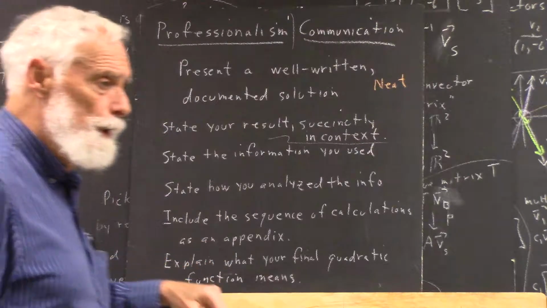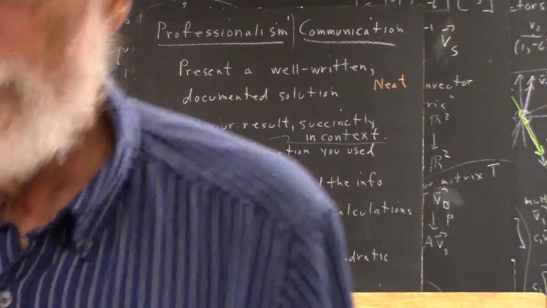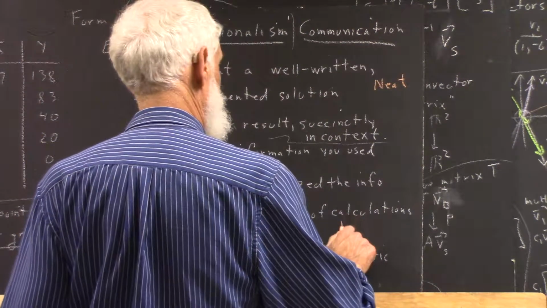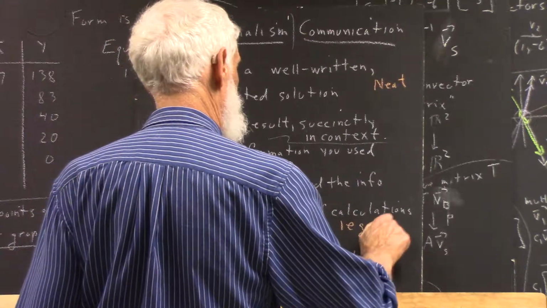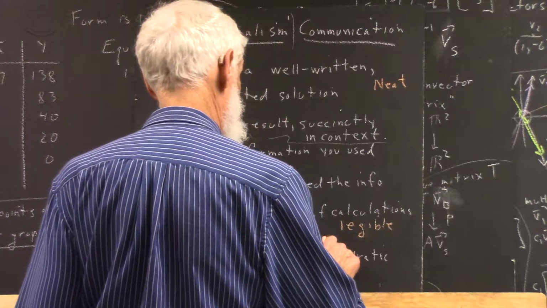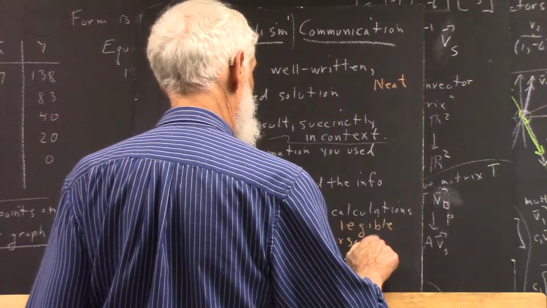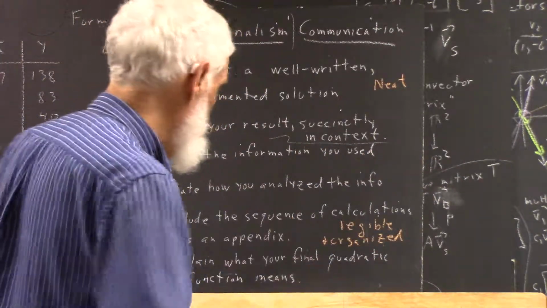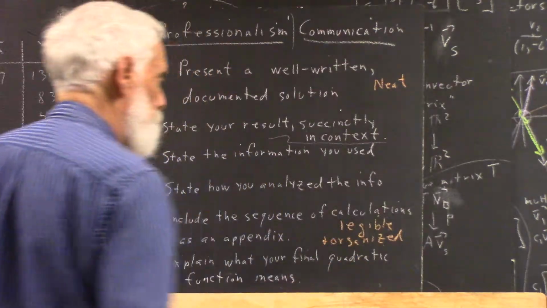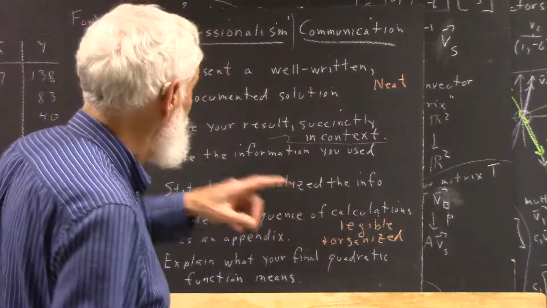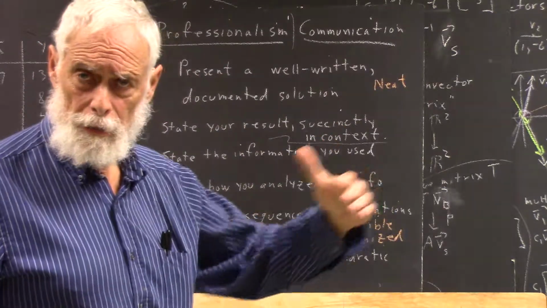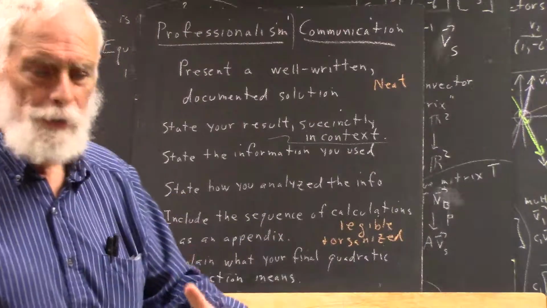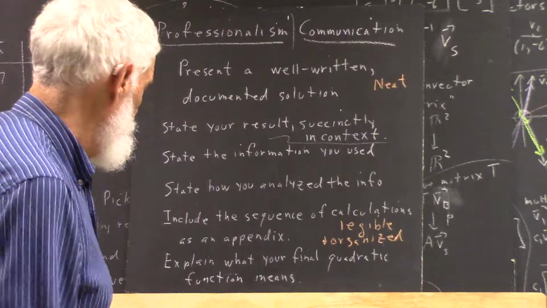Now, the sequence of calculations doesn't have to be as neat, but it should be legible and reasonably organized. Don't spread irrelevant calculations around the page. Organize it so that your supervisor, if necessary, can say, something doesn't look right about that result. Let me look at the calculations and see if there's something that needs to be fixed. Okay? It should be easy for your supervisor to find what he or she wants.